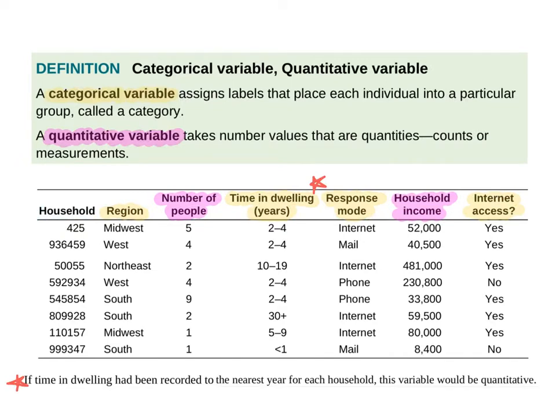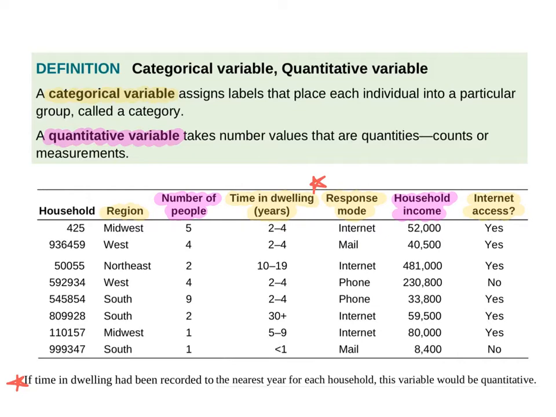We can dig even deeper into variables, and there are two different types of variables that you can collect data on. So remember, we collected information about an individual, for example, a household. And so you can have categorical variables that you collect. And so those assign labels that place each individual into a particular group called a category, hence categorical. So those typically aren't numbers. That's usually the biggest giveaway.